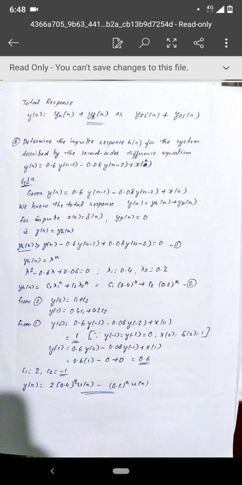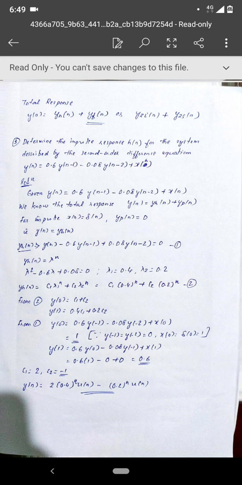You can see that it is similar to the method we have followed in the past two problems. So that is the third problem. So this is all about the solution of difference equations. I have shown two methods.